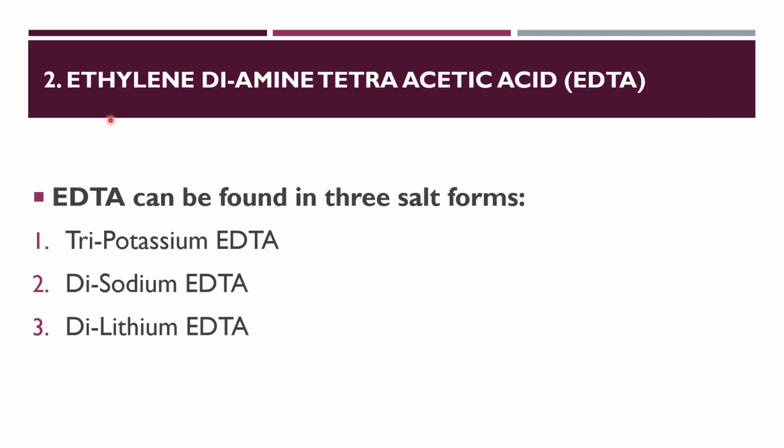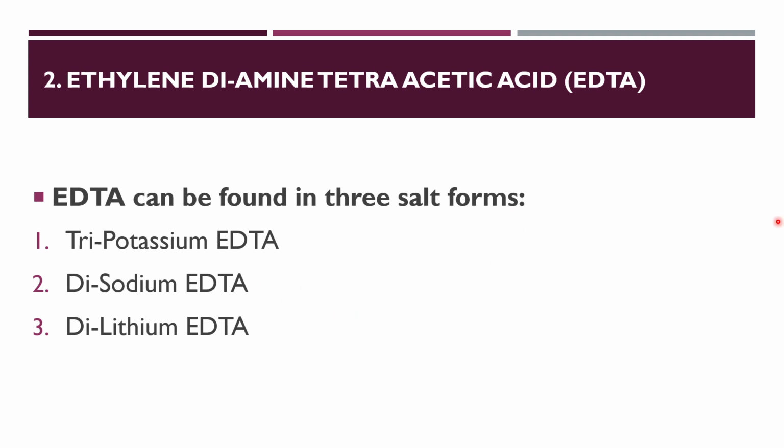The next anticoagulant is a very common anticoagulant used in the laboratory, which is highly soluble and mostly used in the lab for general purposes such as CBC count. It contains ethylene diamine tetraacetic acid, and it is available in three forms. The first is tri-potassium EDTA, the second is disodium EDTA, and the third is dilithium EDTA.